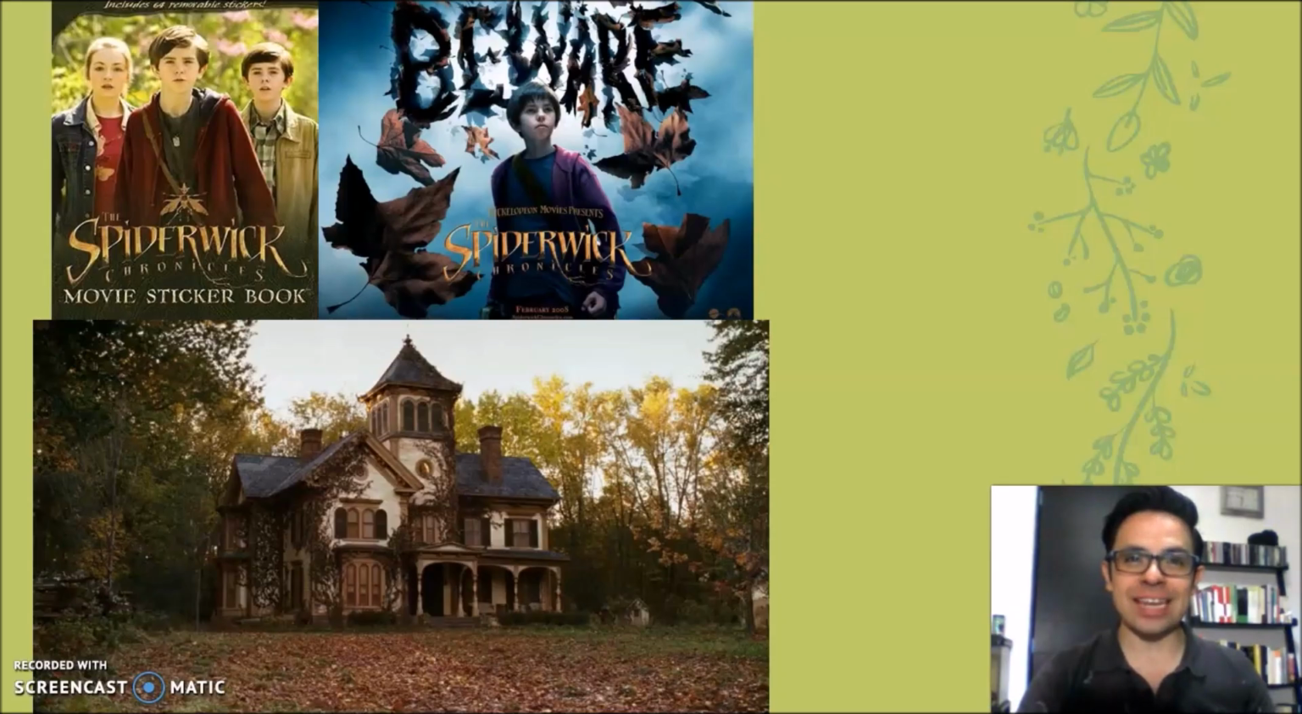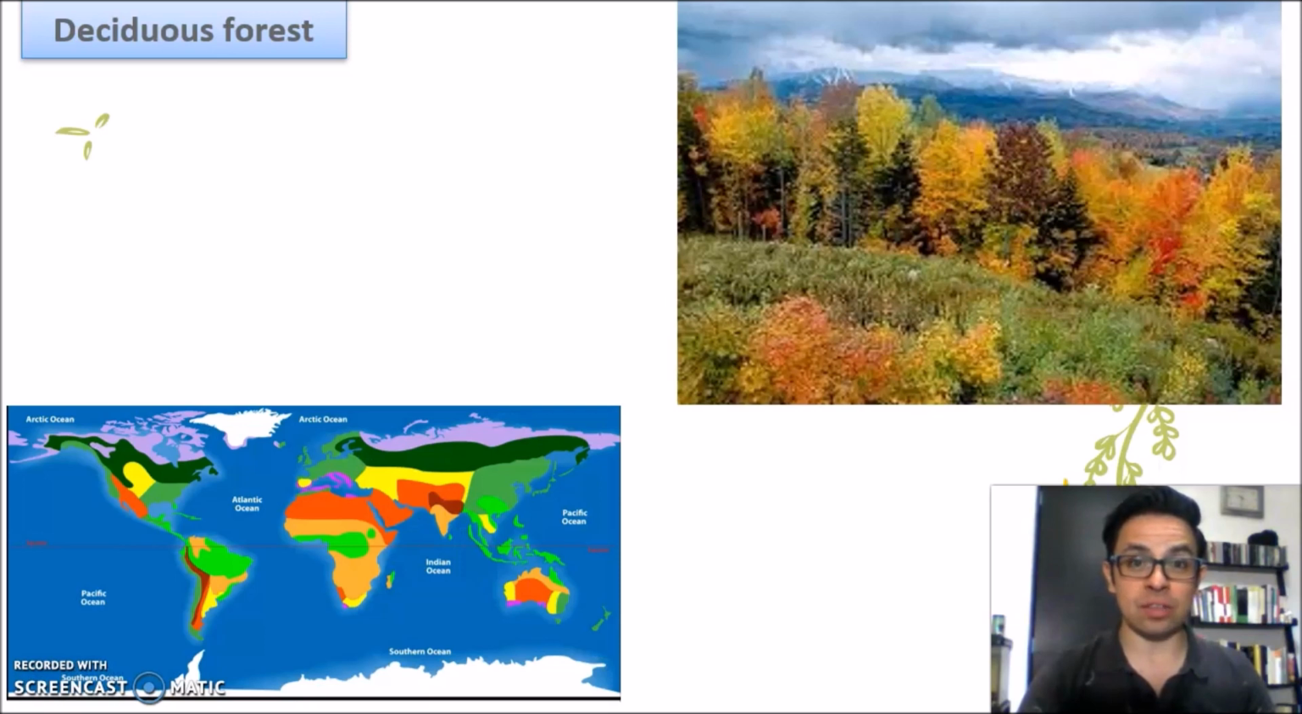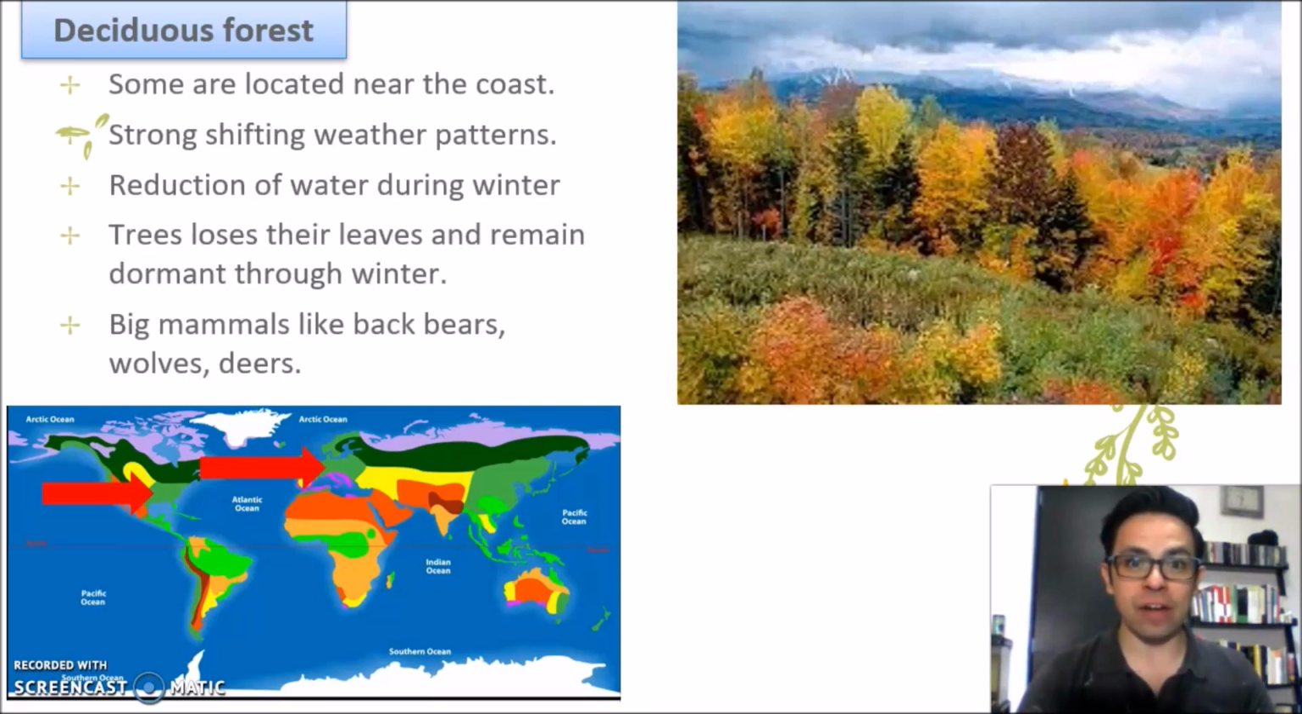Now, have you ever seen a lovely landscape in which the trees turn yellowish, orange, or brownish in color during the autumn and lose all their leaves in the winter, like in the movie Spiderwick Chronicles? Then you're familiar with another biome known as the deciduous forest. Also known as temperate deciduous forest, it could be located near some coastlines. They are related to the ocean in some cases. And they have strong shifting weather patterns, characterized by leaves that change their color according to the season.